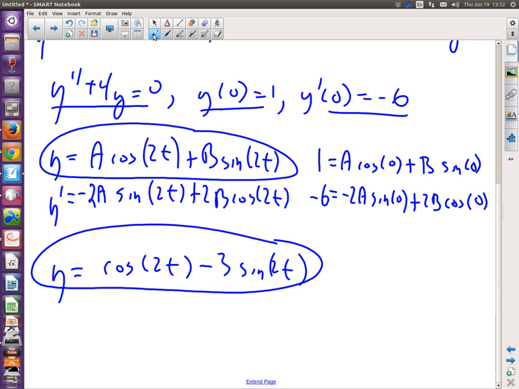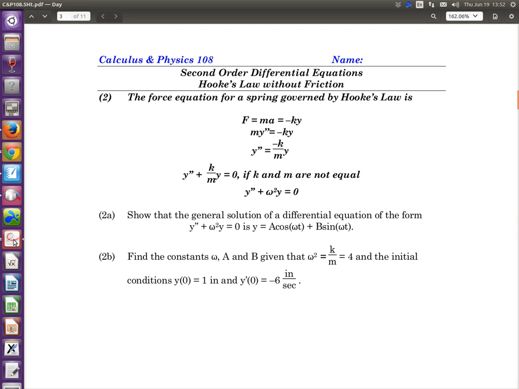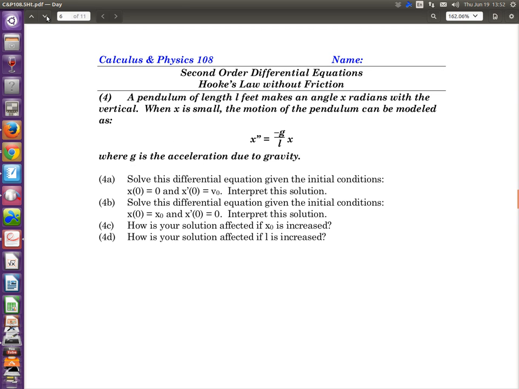So let's see about this. Let's try number 4. Alright, so I'm going to skip over to number 4. Leave the rest as exercises for the reader.